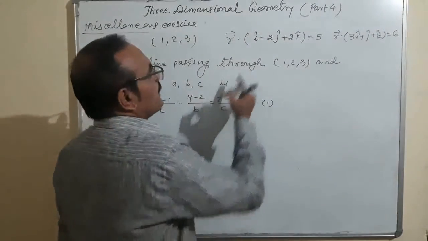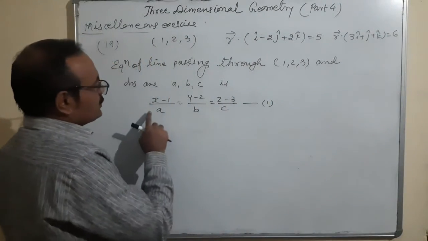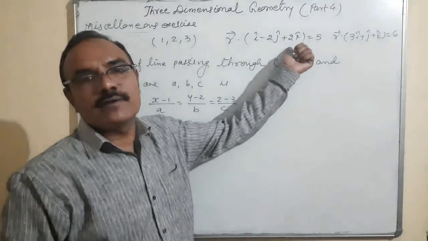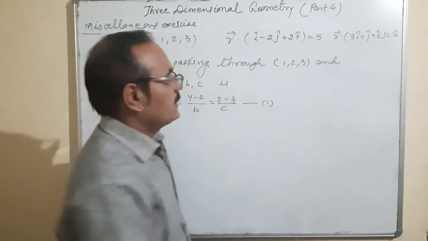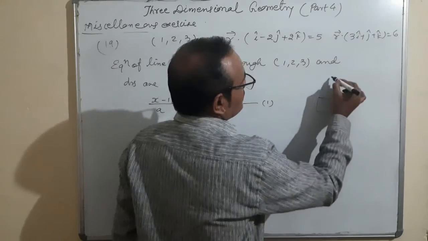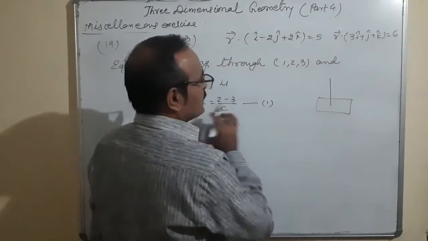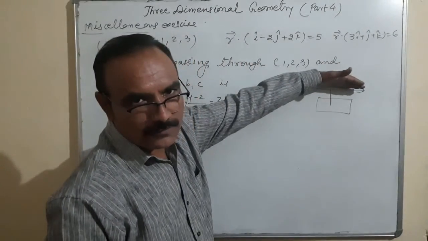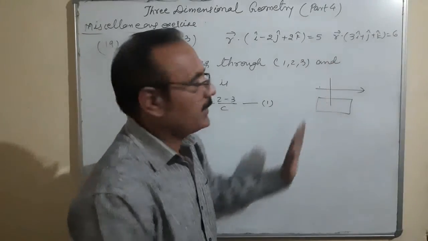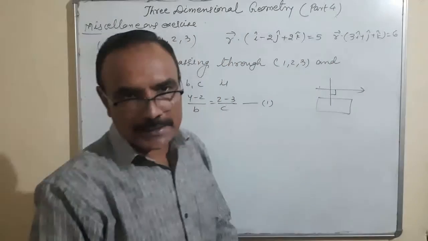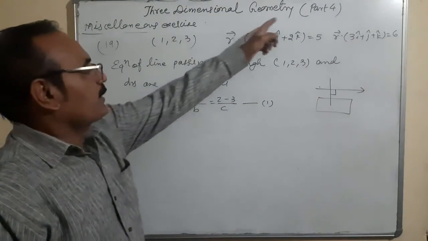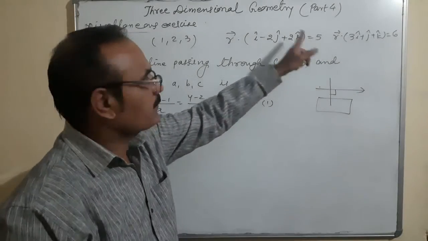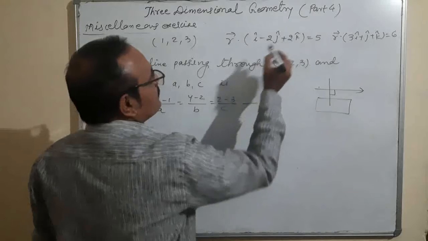Okay, if this line is parallel to the plane, what does it mean? The direction ratio of this line and direction ratio of the normal of this plane have a perpendicular condition. See, this is the plane, its normal is this, and because this line is parallel to the plane, the direction ratio of the line and the direction ratio of the normal of the plane are perpendicular to each other. Okay, so here the equation of the plane is x minus 2y plus 2z minus 5 is equal to 0.